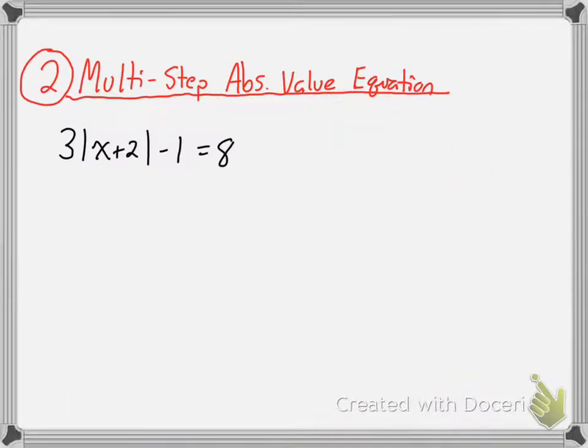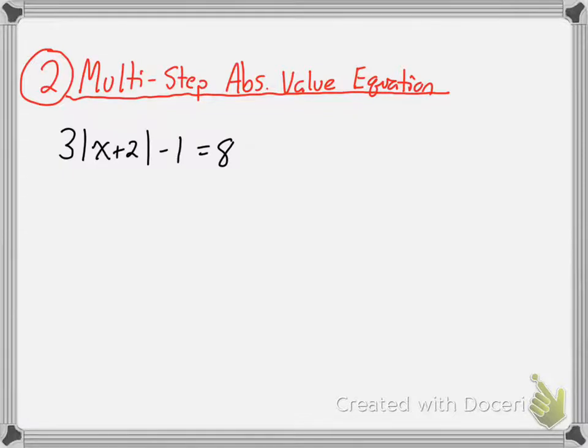In another example, we have 3 times the absolute value of x plus 2, minus 1, equals 8. It's important to note here, which differs from our last problem, that the absolute value isn't by itself yet. And I can't split off until that absolute value is by itself. So just keep that in mind before you start solving.